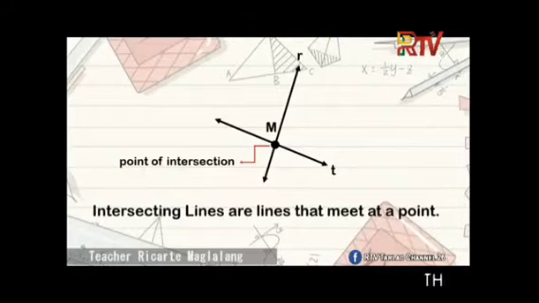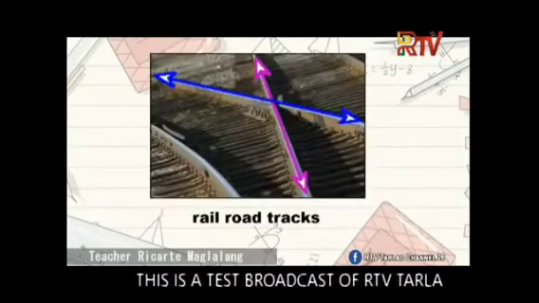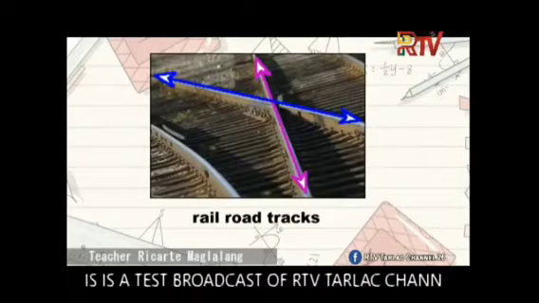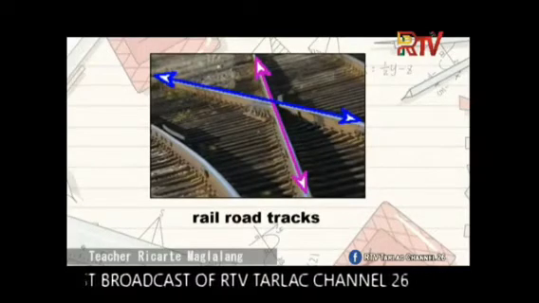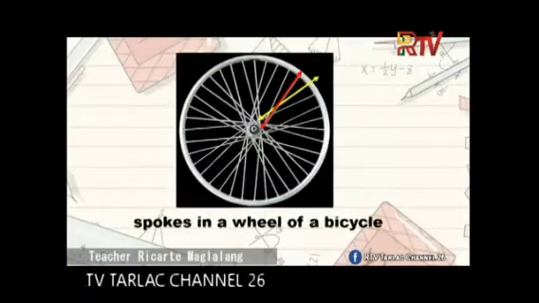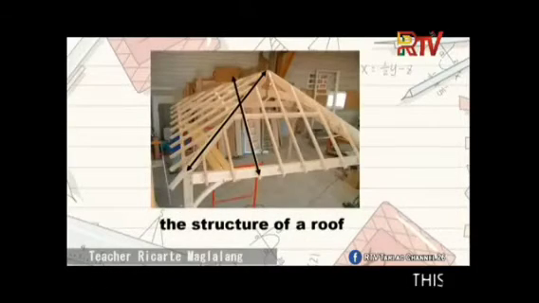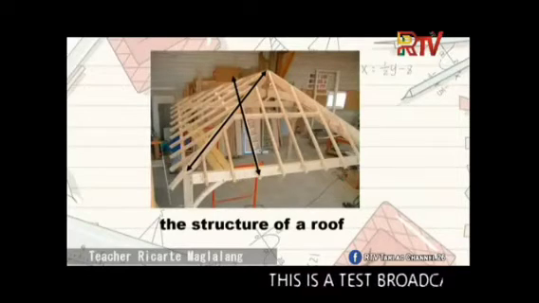What are some examples of intersecting lines in our daily life? Can you give some of those? All right. The railroad tracks. Very good. Cyclone wire. Correct. Spokes in a wheel of a bicycle. Very good. The structure of a roof. Correct.